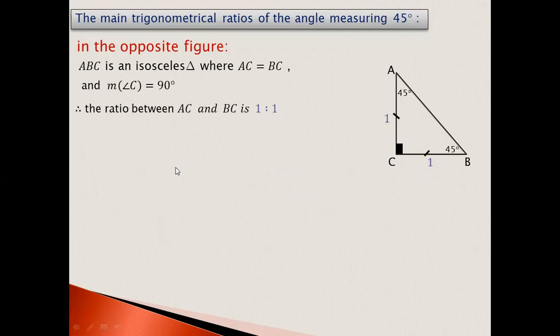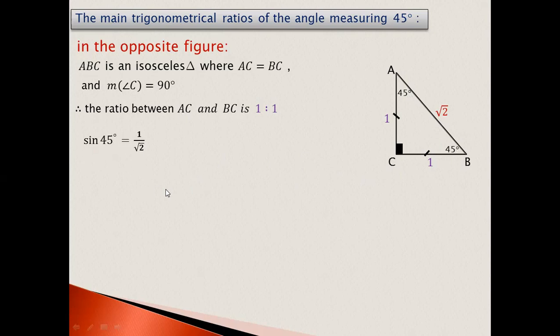That means the ratio between the side AC and the side BC is 1 to 1. Now we can multiply each term of the ratio by a variable, and then we can find the missing side, the hypotenuse AB, by using the Pythagoras theorem, and it's going to be root 2. Also, we can find any trigonometrical ratio according to the angle 45. Angle A or angle B, each one of them equals 45 degrees.